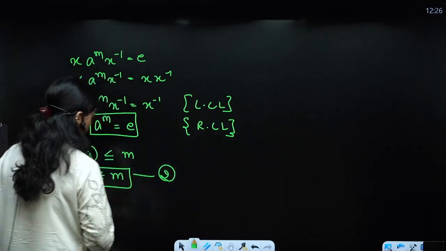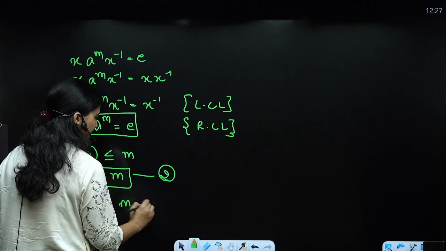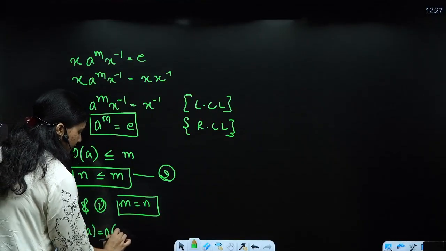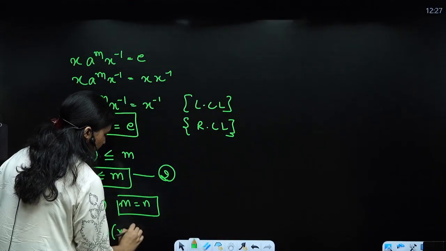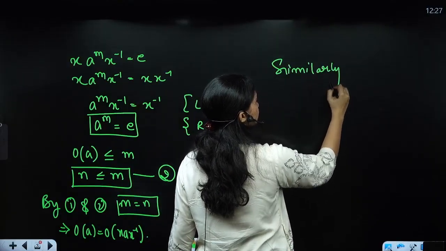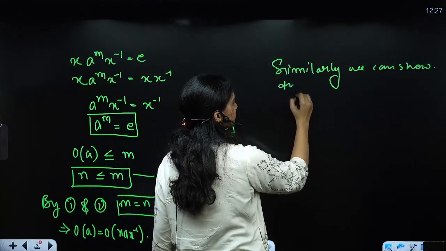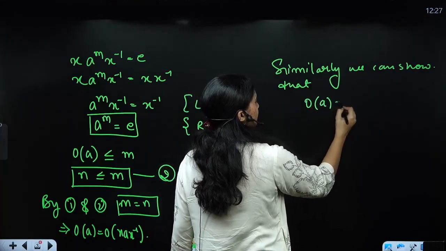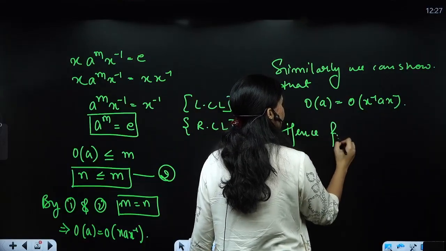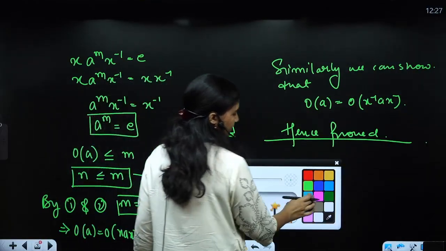So this is the second equation. By 1 and 2 I can say n equals m, right? And this implies that order of a equals order of xax inverse, and similarly we can show that order of a equals order of x inverse ax, right? So hence proved.